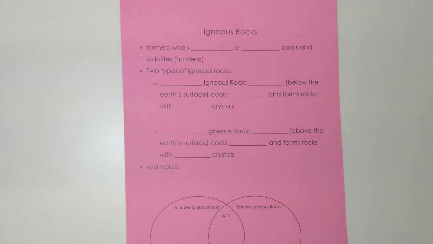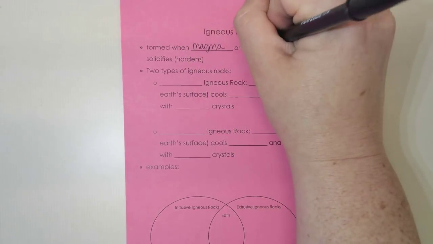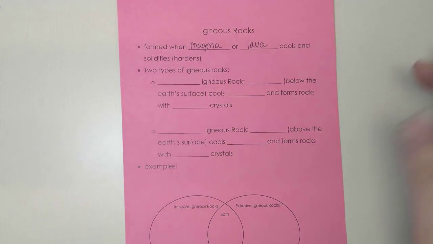Igneous rocks are formed when hot liquid magma from underneath the earth cools into solid rock. So we have a physical state change. It's going from a liquid, where it's liquid magma underneath the earth, and it's turning into a solid, because we know that rocks are solid. So up here we're going to say that it is formed when magma or lava cools and solidifies. Solidifies just means that it hardens and it becomes a solid.